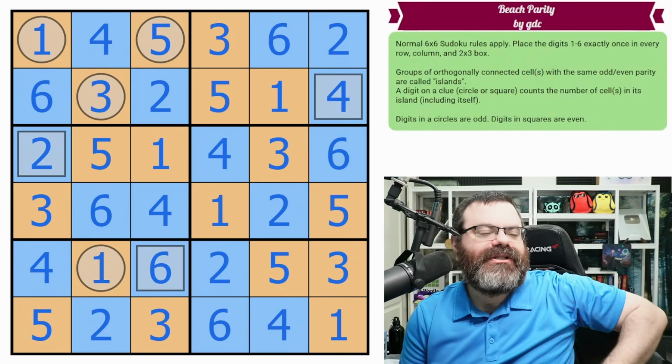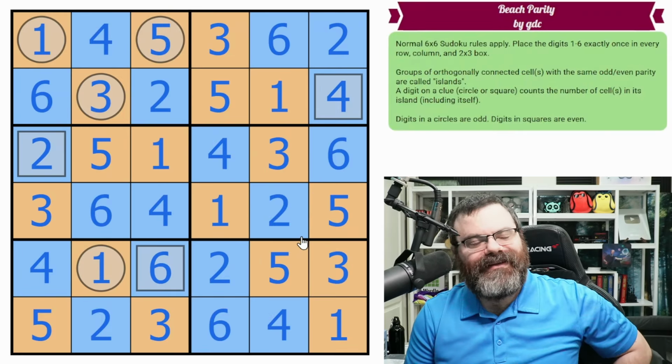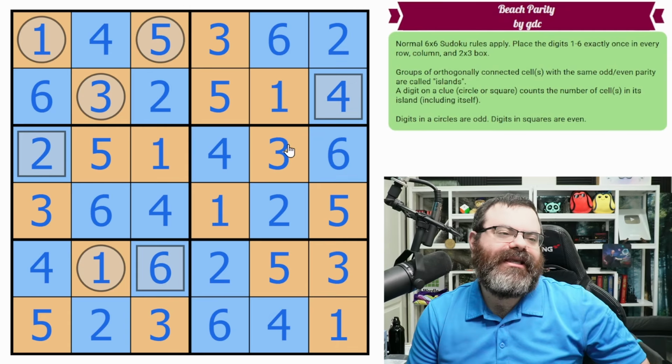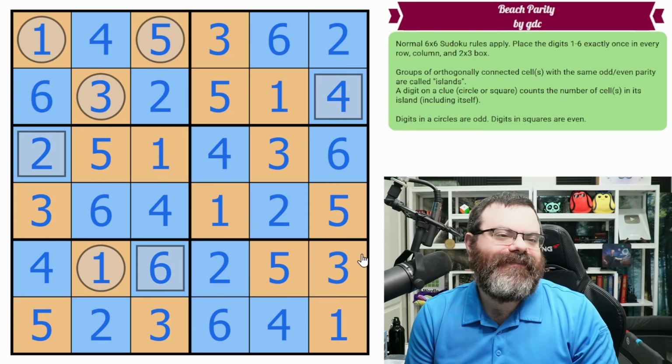All right, cool puzzle, GDC. I always enjoy these kind of pencil puzzle style shading things. Thinking about shading logic, and then on top of that, you do some Sudoku, and then you do more shading, then you do more Sudoku. It's very fun. Always enjoy those puzzles.